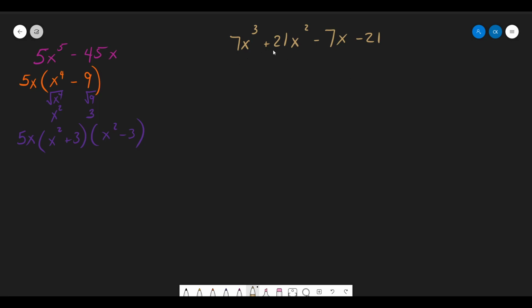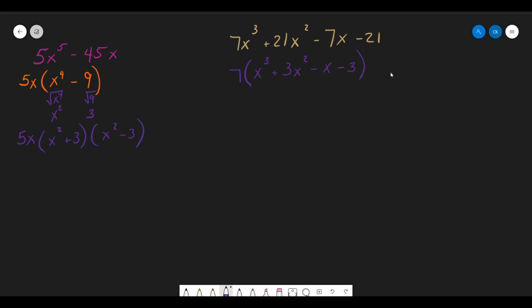So we look at my coefficients, 7, 21, 7, and 21. Well, that should be a pretty simple GCF. We know that that has a GCF of 7. I look at my variables, x, x, x. This doesn't have an x, so I can't pull an x out, so the only GCF is 7. So I'm going to then take each term divided by 7. So the first one would give me x to the third. 21 divided by 7, that's going to give me 3x squared. 7x divided by 7, that's going to give me x. And then 21 divided by 7 will give me 3.